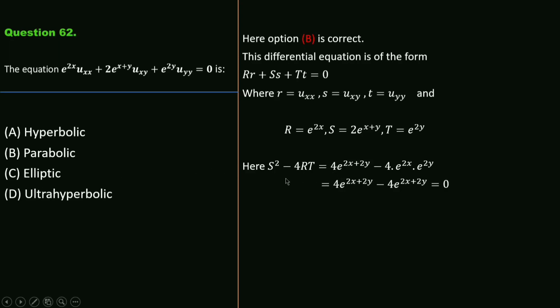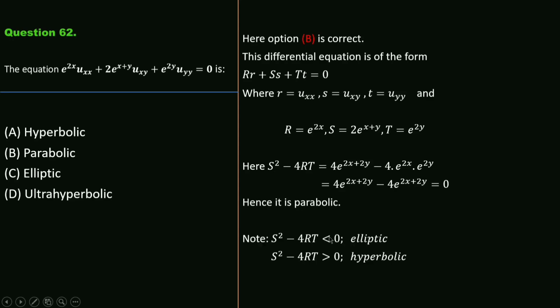That means s square minus 4rt. So s square is 4 into e to the power 2x plus 2y, minus 4 into e to the power 2x into e to the power 2y, and by solving this we get 0. That means this is a parabolic differential equation. Also note that if s square minus 4rt is less than 0, then the differential equation is elliptic type, and if s square minus 4rt is greater than 0, then it is hyperbolic type. So here option B is correct, because this quantity gives us 0. So this is a parabolic differential equation.